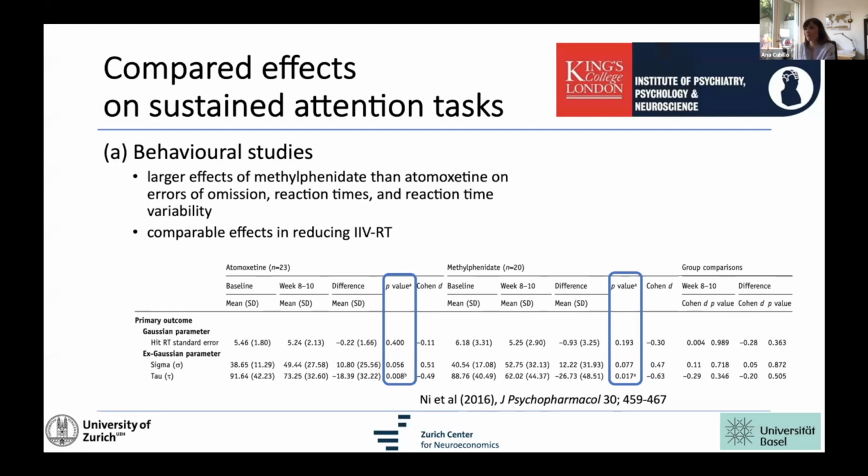And the main performance measure in this case is the intra-individual variability of reaction time, which has been suggested as a potential endophenotype for ADHD. To investigate this, they used an ex-Gaussian model that accounts for the fact that the reaction time distribution tends to show a positive skew due to infrequent but very slow responses. And the authors show that when you look into this tau component, changes suggest that both medications have comparable effects.